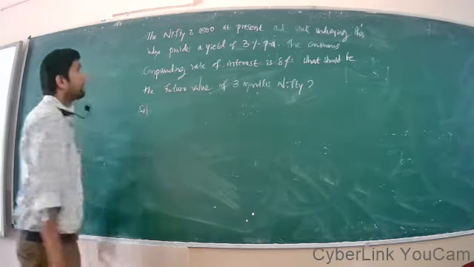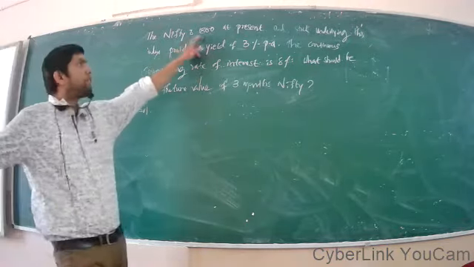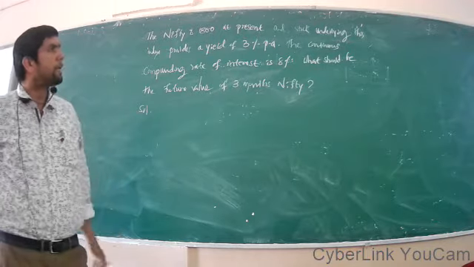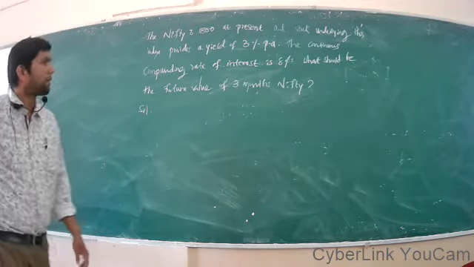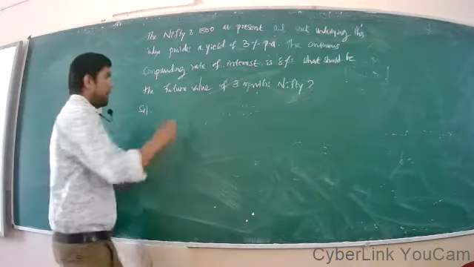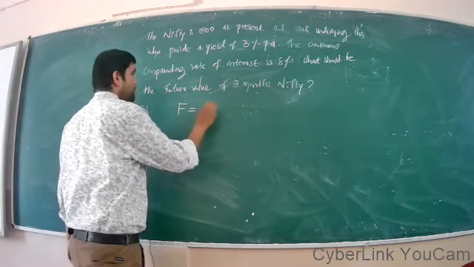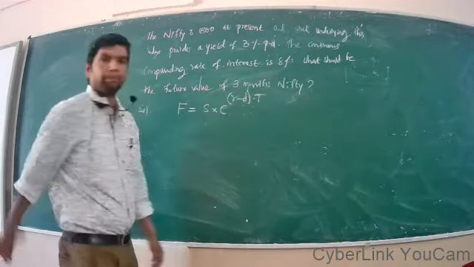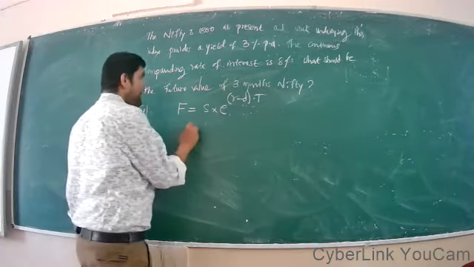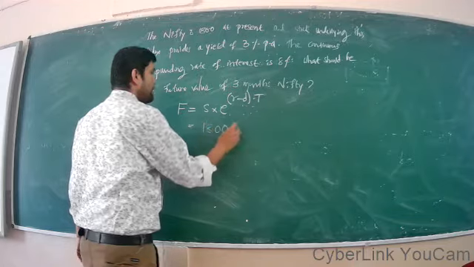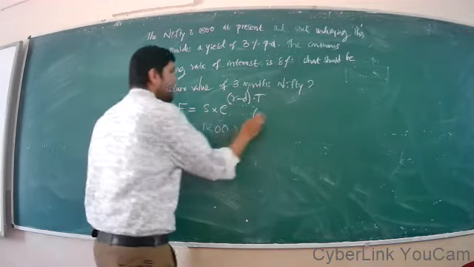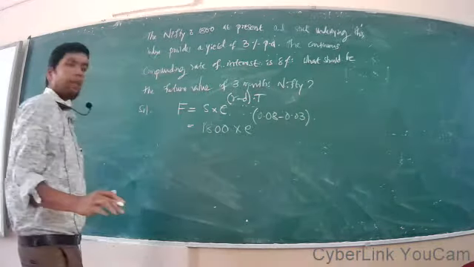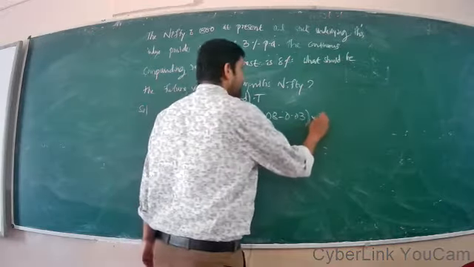So in this question, the spot price is 1800, the R value is given as 8% and the D value is given as 3%. You need to calculate the 3 months future contract. First you have to write the formula F equals S into e raised to (R minus D) into T. Now substitute the values: 1800 into e raised to (0.08 minus 0.03) into 3 months, that is 3 by 12.